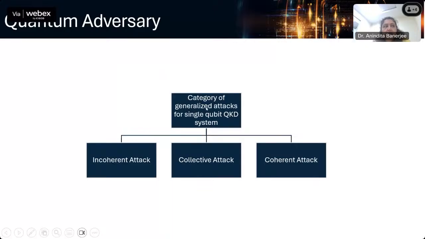Also, please remember, I told you the quantum channel is insecure, classical channel is secure. It's very important to use the right words here because it's quite contrary. The quantum channel is insecure. So one can attack, and I have to detect that attack. Okay. So this is incoherent attack, collective attack, and quantum attack. These are the three attacks.